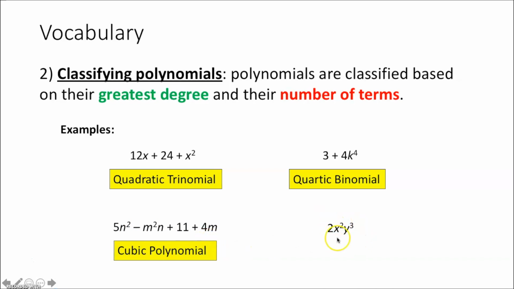Lastly, we have 1 term. That's easy. So that's a monomial. And then what is the greatest degree? Well, here we have x squared and y to the 3rd. So to figure out the degree, you just add those exponents together, we get 5. So this is a quintic monomial.